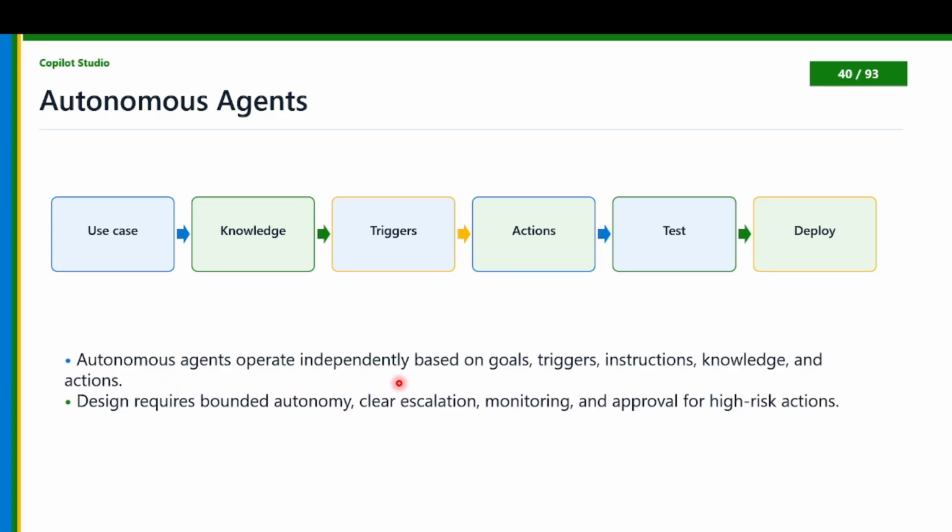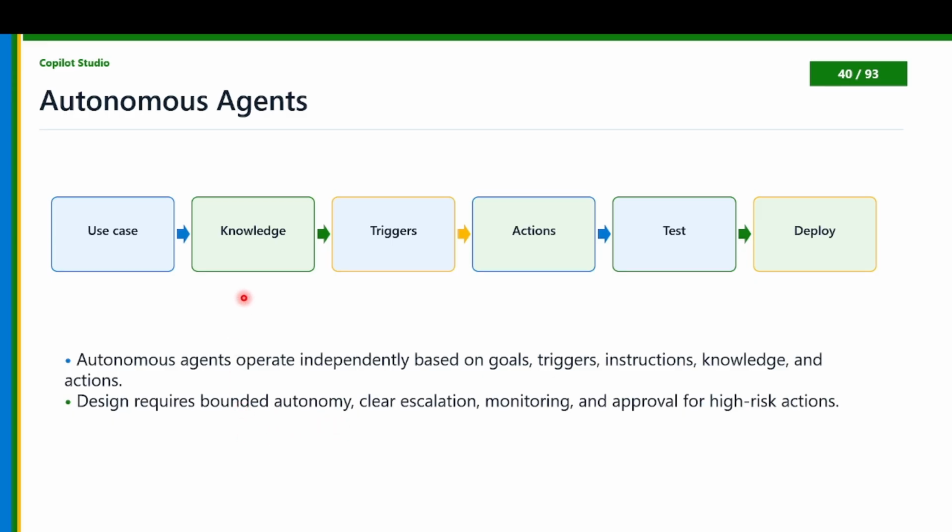Autonomous agents operate independently based on goals, triggers, instructions, knowledge, and actions. Okay, so they operate independently. They do not need human effort, human input, or supervision. So this design requires boundary autonomy.